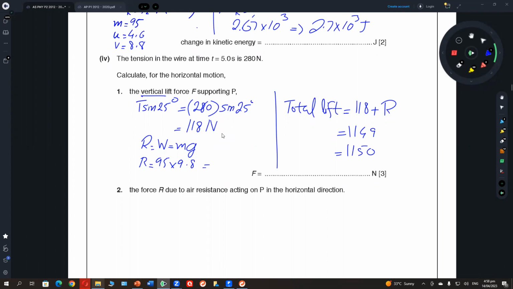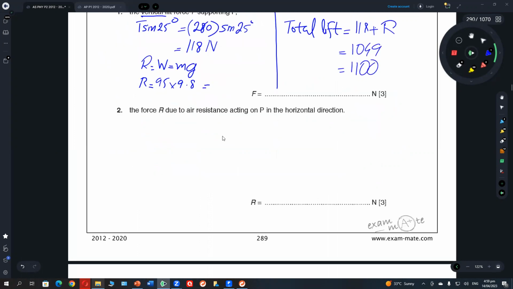No, I think I wrote wrong. You said 1049, right? Or 1149. 1049. I'm sorry. The forces due to air resistance are acting on P in the horizontal direction.